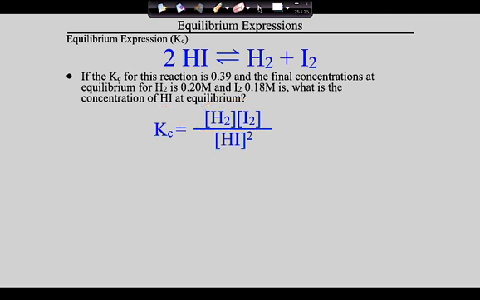So let's plug in what we know. Take a second, if you would, to plug in all the data that you're given, and then we'll get back together and solve this together. Hit pause and plug in the data.